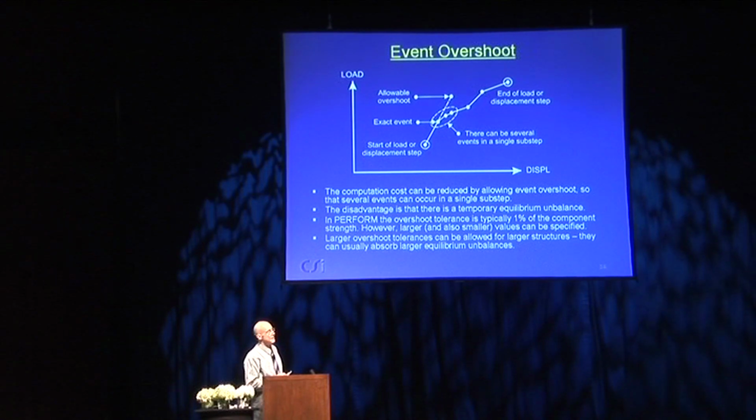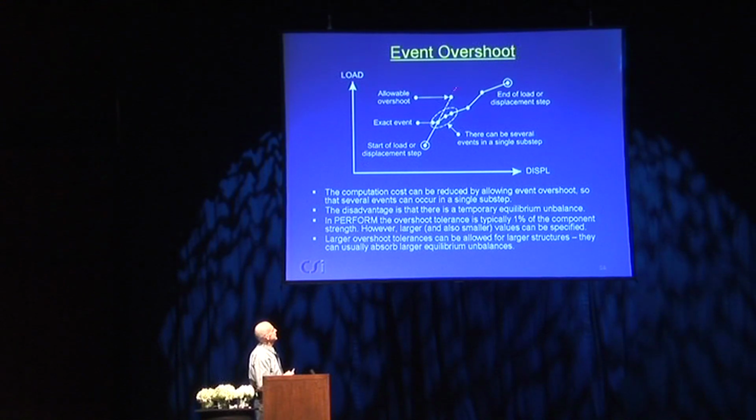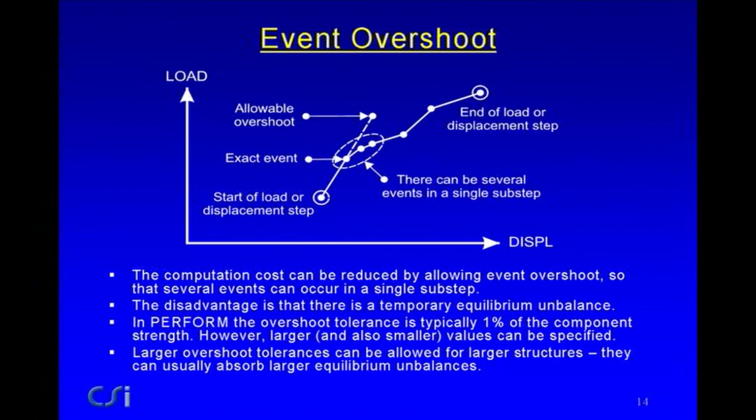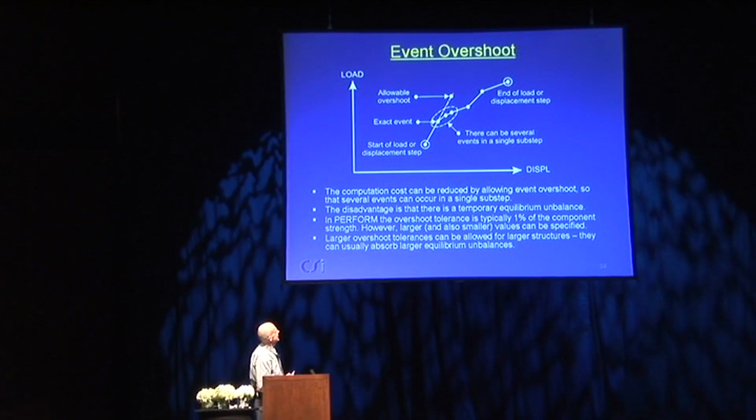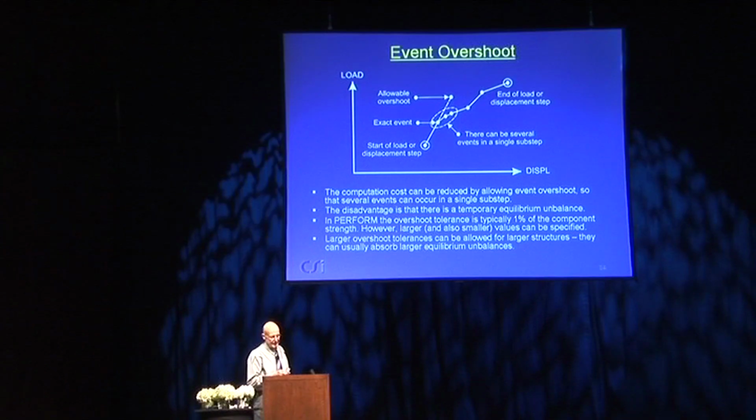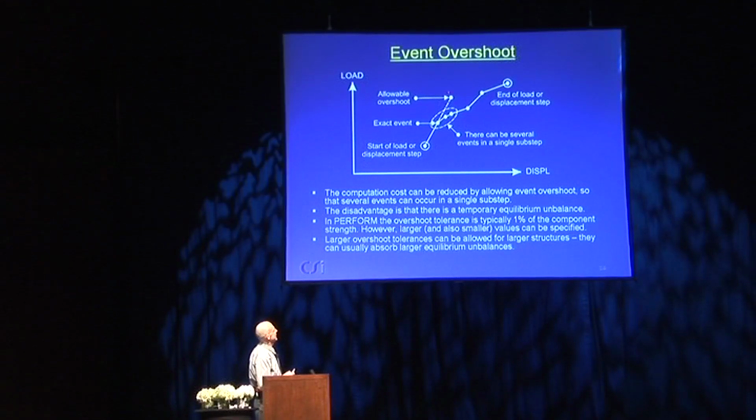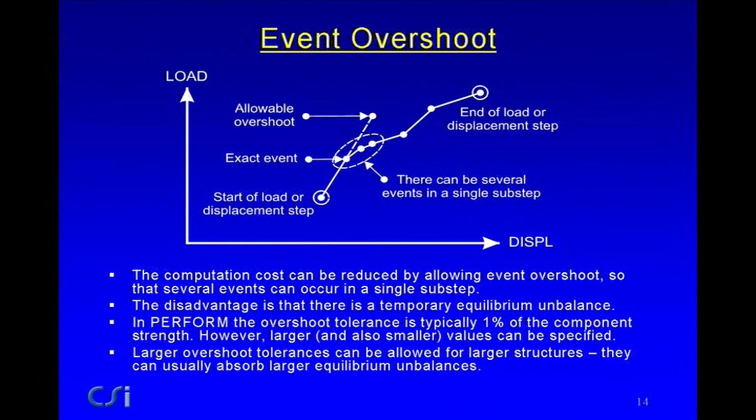But suppose you said, well, I'm going to define the event as being here, where I allow a certain amount of overshoot between the exact event and what I'm going to call the event. So I'm going to go to this point, and this will pick up, in this case, 3 events. So a single event which encompasses 3 rather than 3 separate events. So you've saved some time. The price you've paid for this is you have an equilibrium error because the structure is really here, but you've applied this much load, so you have to apply a correction.